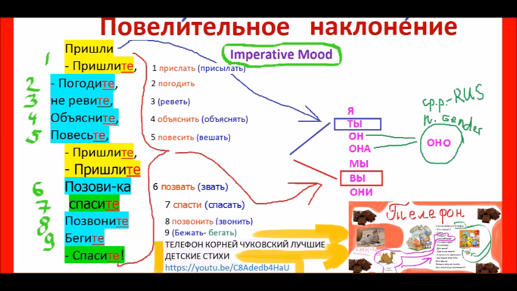Позови-ка, ка, this little particle with a dash added, means а ну-ка, давай-ка, it means come on, please. It's asking somebody to do something, like come on, kind of. Remember the ending ка, and English come on, позови-ка. It's one of the conversational forms, but it's actually informal too. Okay.